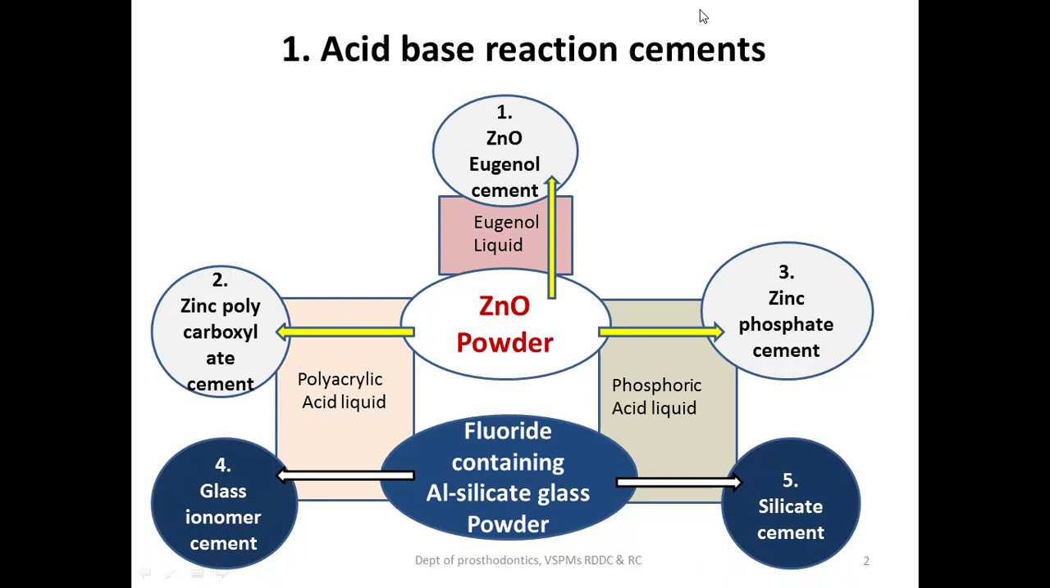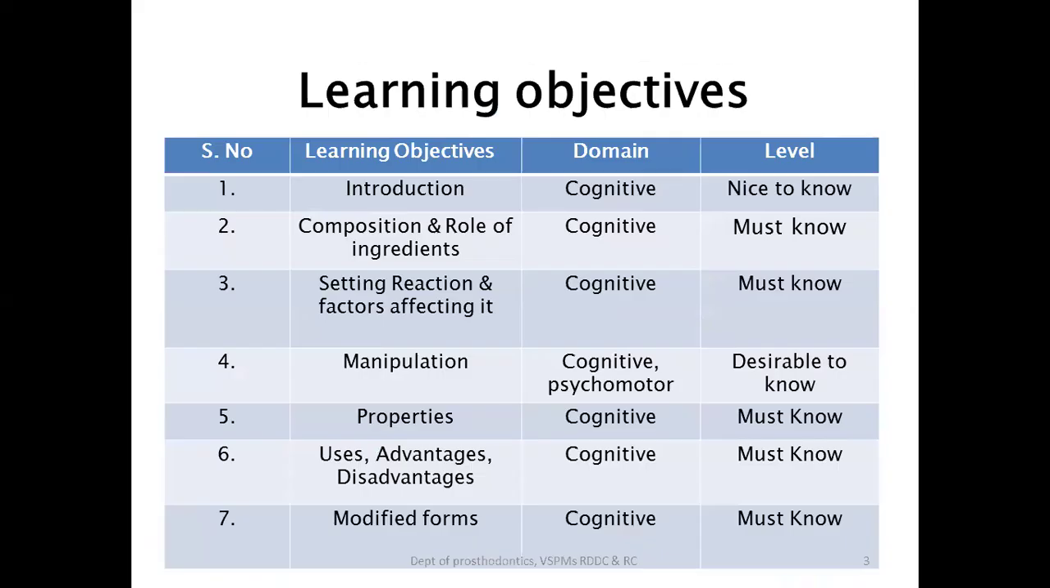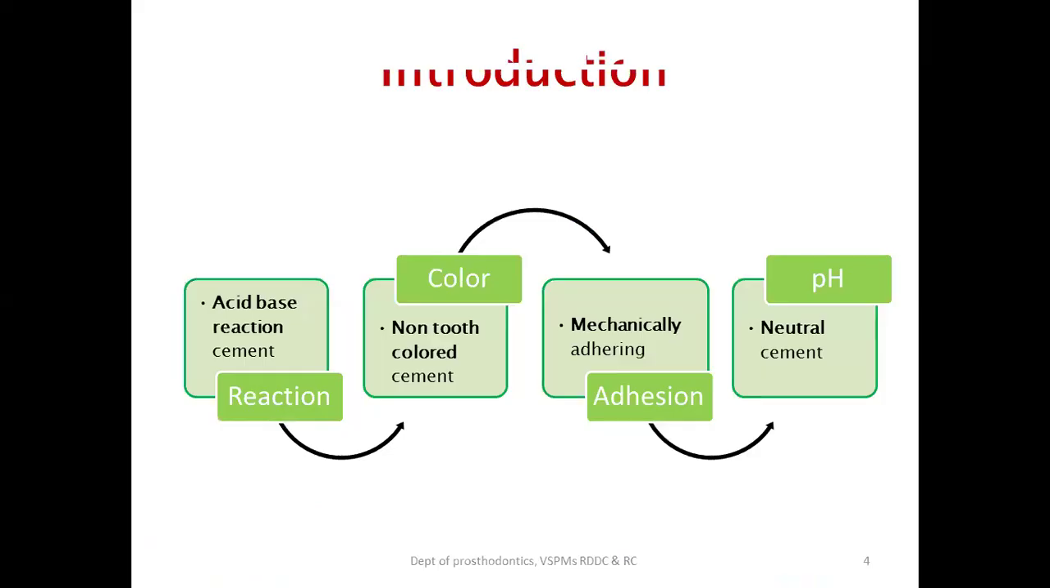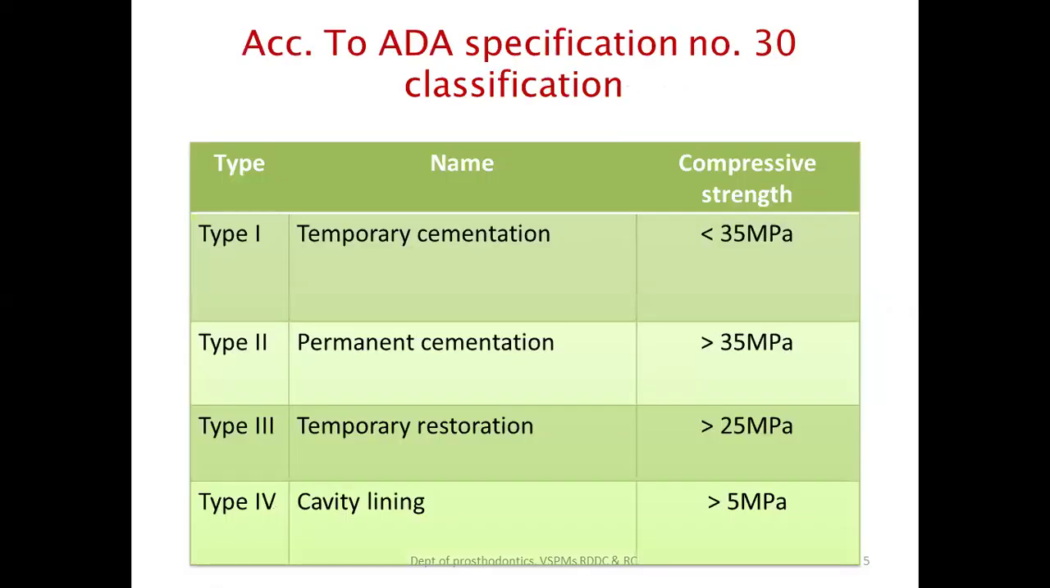So coming to the zinc oxide eugenol cement. You should know all about the zinc oxide eugenol cement; these many points you should know at the end of the lecture. Now let us come to the introduction. According to the reaction, as we said, it is an acid-base reaction type of cement. It is a non-tooth colored cement. It adheres to the tooth mechanically. It does not give you chemical adhesion, and the pH of this cement is neutral.